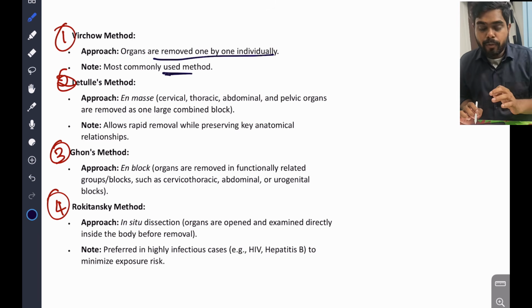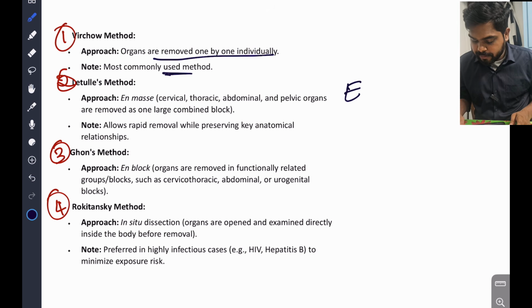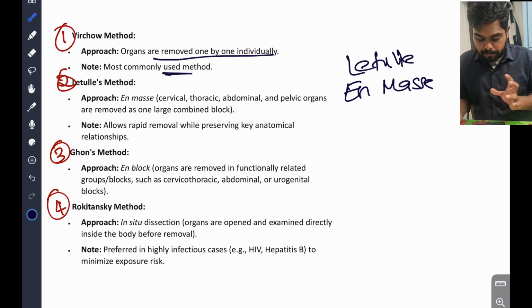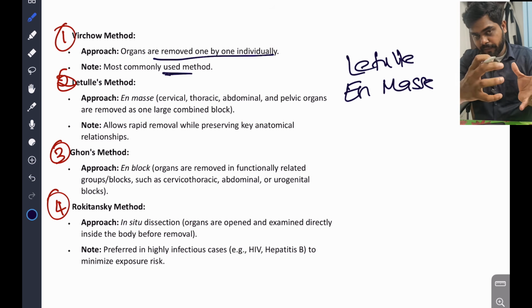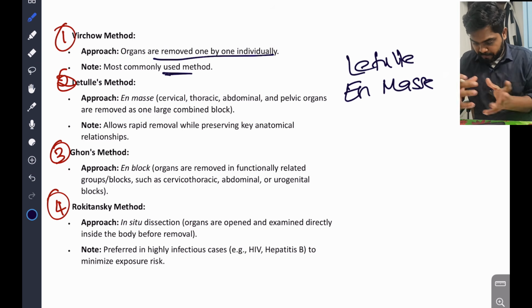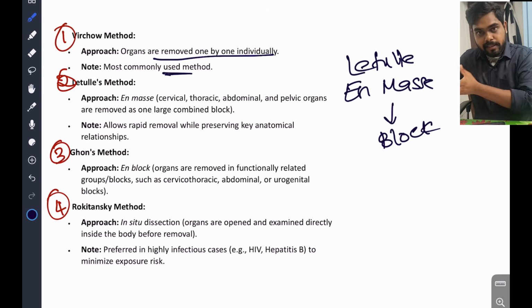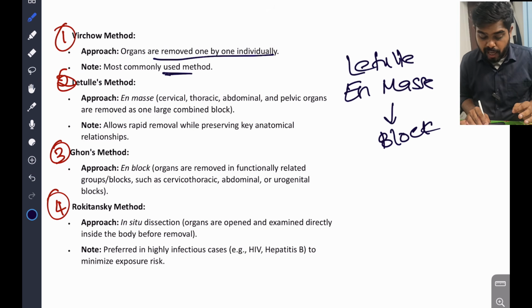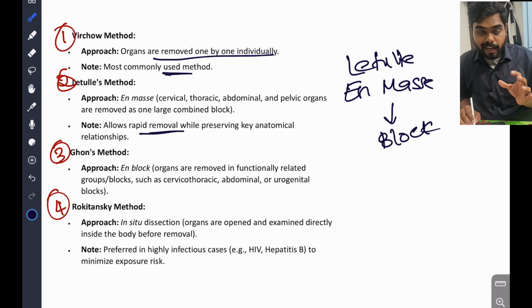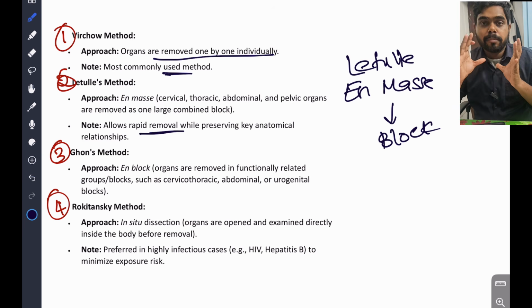And Letulle is known as en masse, because here it is removed as a mass. Cervical, thoracic, abdominal and pelvic organs are removed as a large combined block. Cervical block, thoracic block, pelvic block, it is taken in block. So it is en masse, removed as a mass. This allows rapid removal while preserving key anatomical relationships. Whenever we remove as a block, anatomical relationship is preserved.